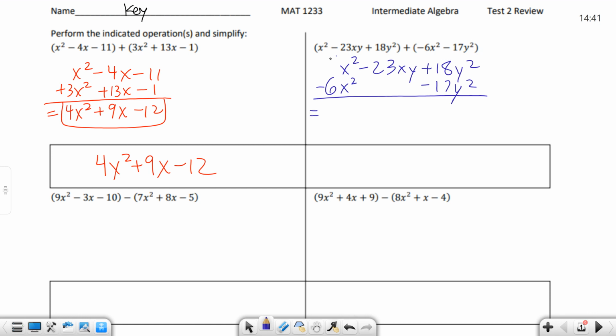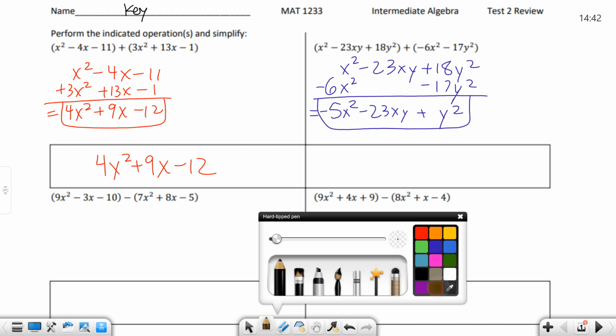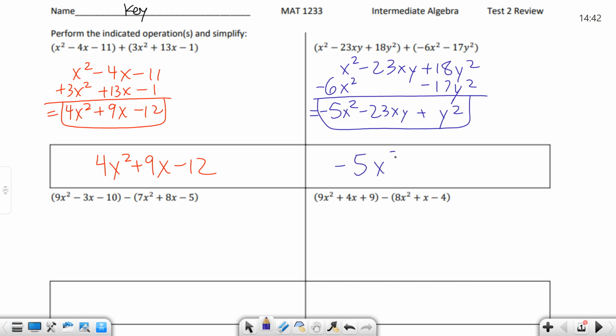So then I'm going to come down here and say, what is 1 and negative 6? Well, they're different signs. 6 minus 1 is 5, and they're x squareds. And 6 is bigger than 1, so it's negative 5x squared. Then we just simply bring this term down. There's nothing under the negative 23xy to change it, so it's minus 23xy. And then plus 18 minus 17. Again, 18 minus 17 is 1, so this is plus y squared. And I need to put that in my answer box. So negative 5x squared minus 23xy plus y squared. And some of y'all are going to write it straight in the answer box, and that's fine as well too.